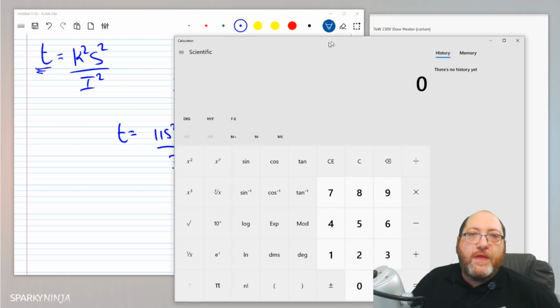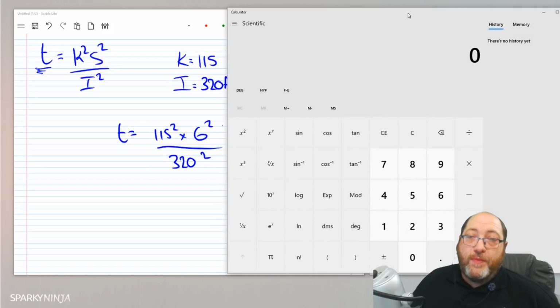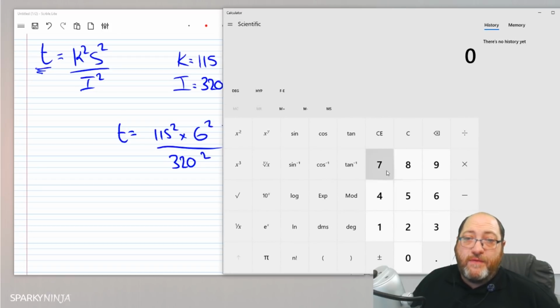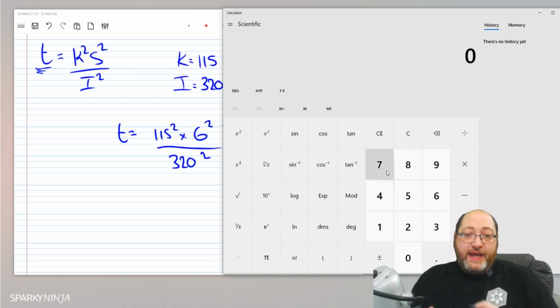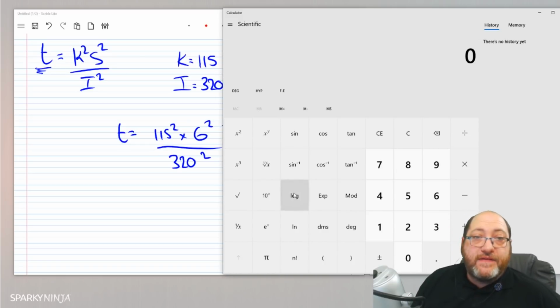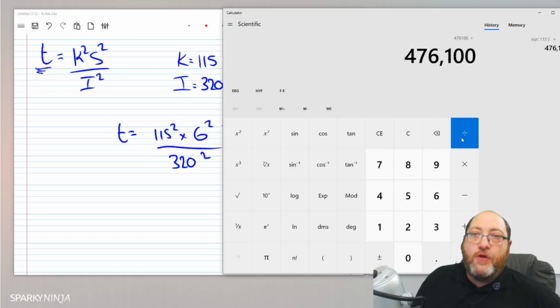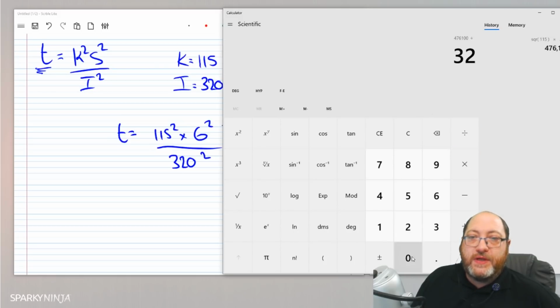Obviously, another thing that is important before your exam is familiarity with your calculator. Do make sure you bring your own, because they'll probably provide you with something that's tiny, and in some cases doesn't have enough digits on the display, which is really infuriating when I see that. Okay, so 115 squared times 6 squared, which we know is 36, equals that, over the value of 320 squared equals that.